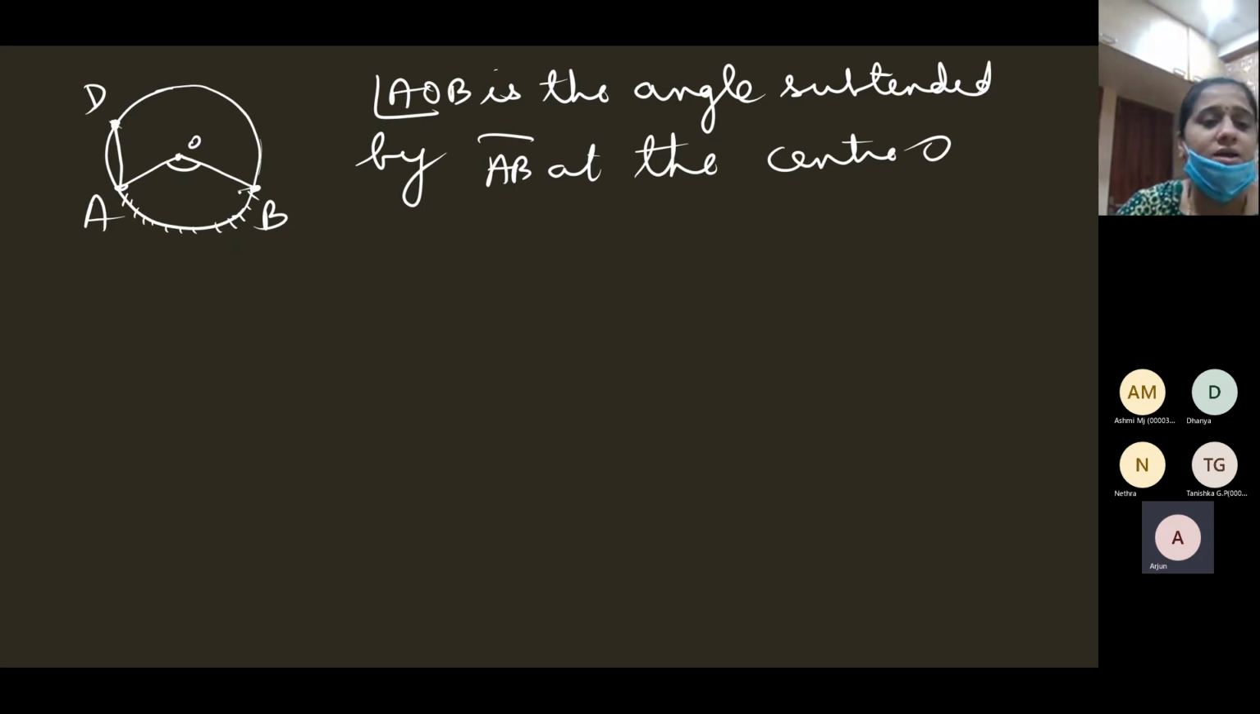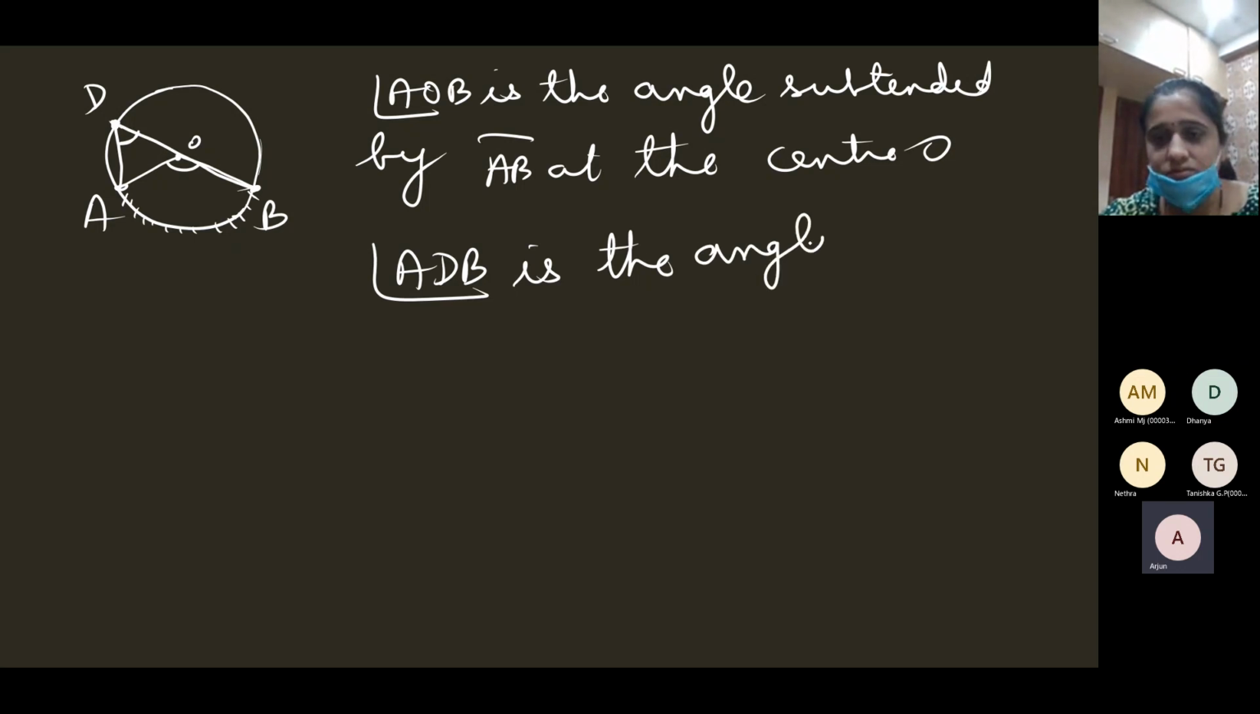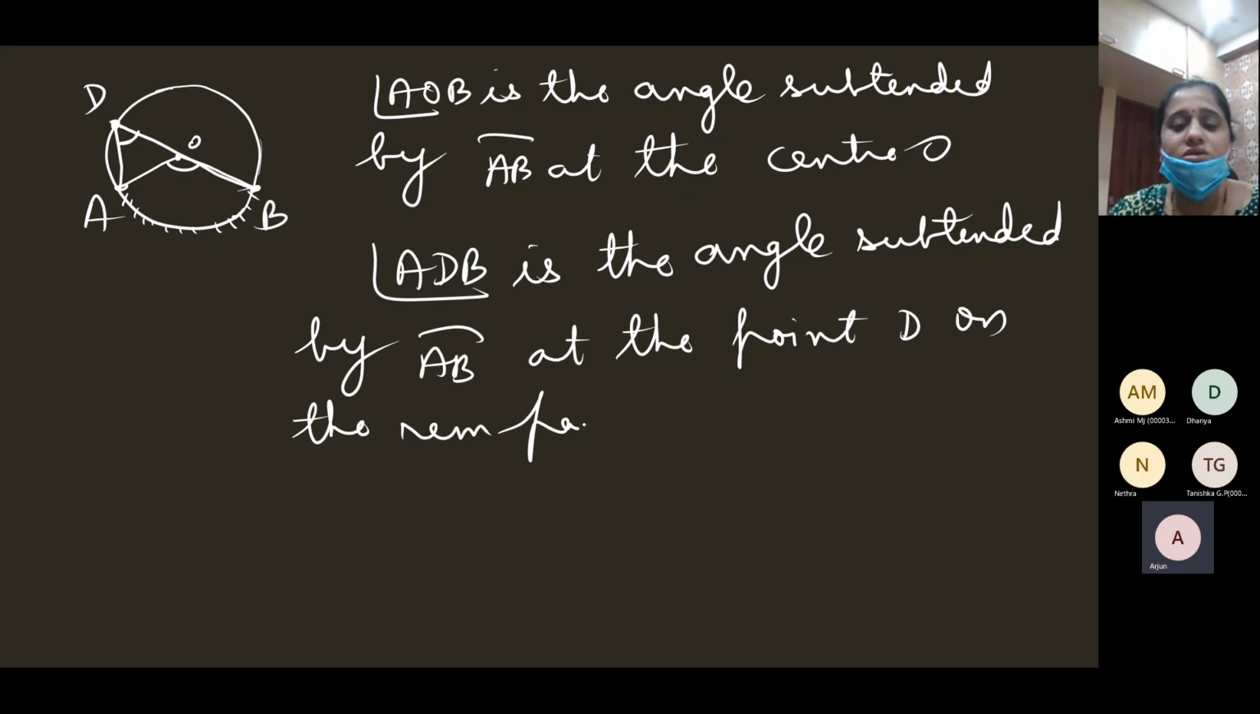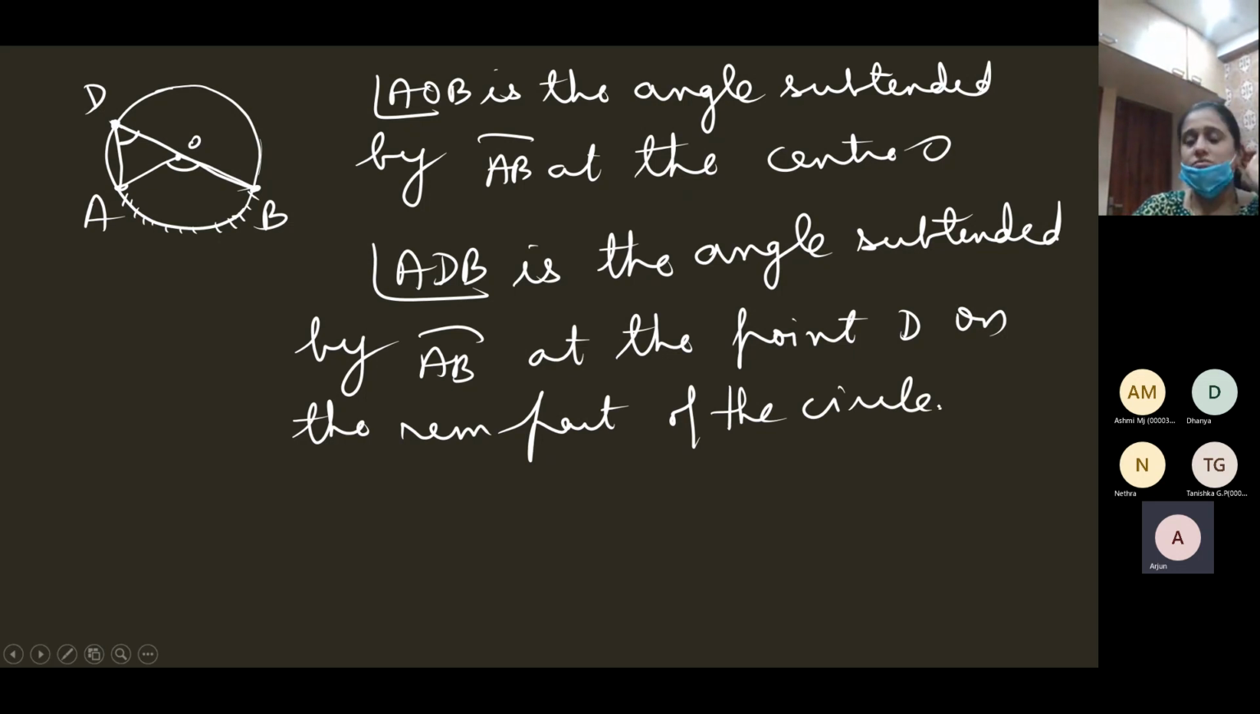Now join A to D and B to D. So you can see another angle here. Angle ADB. Tell me, is the angle subtended by arc AB at the circumference, at the point D on the remaining part of the circle. So the relationship is angle AOB is equal to twice angle ADB.